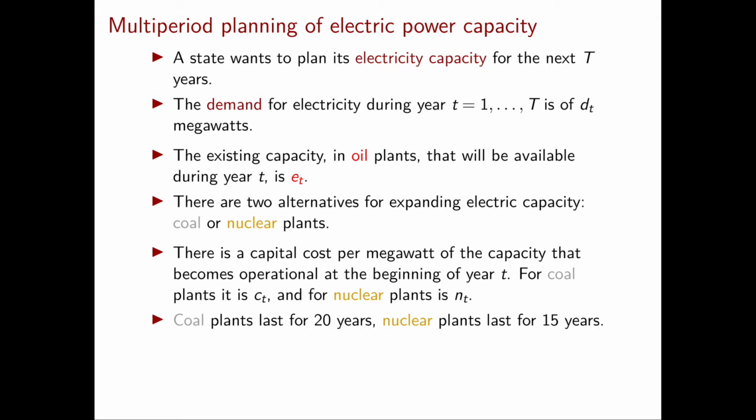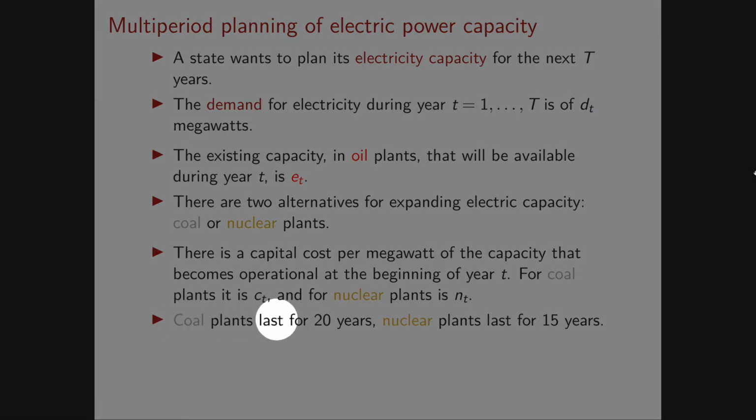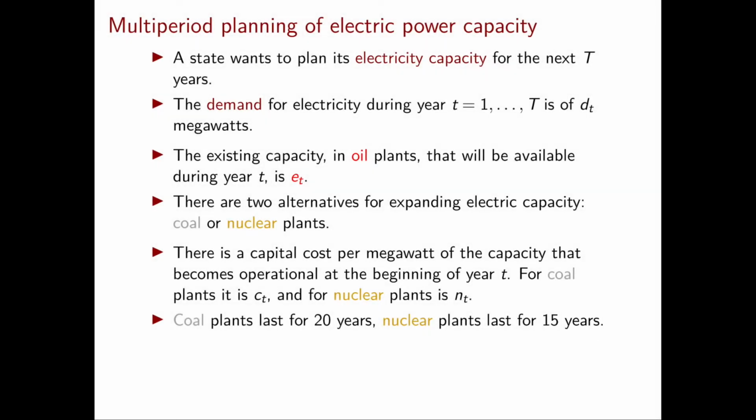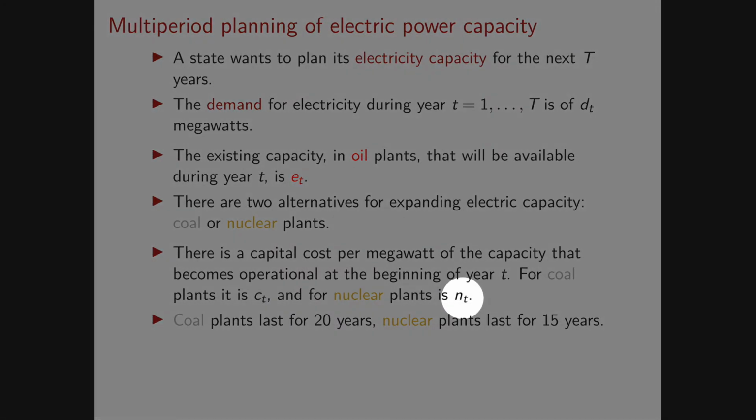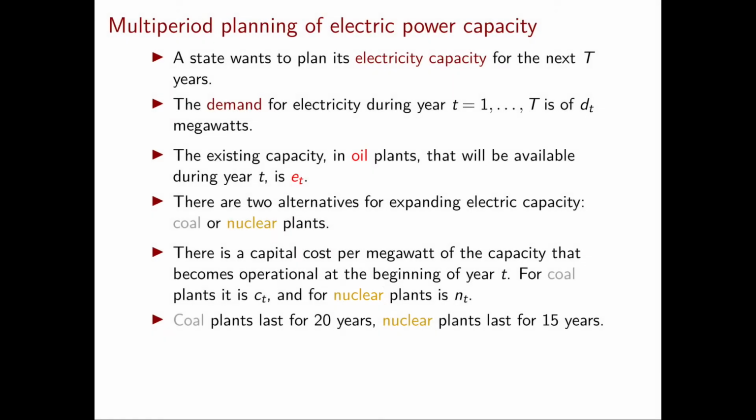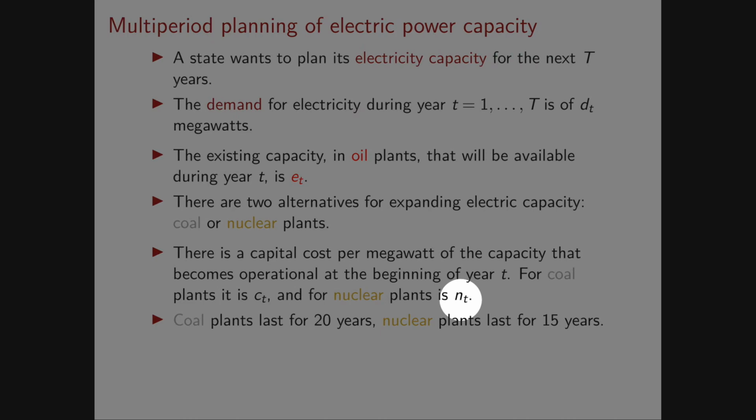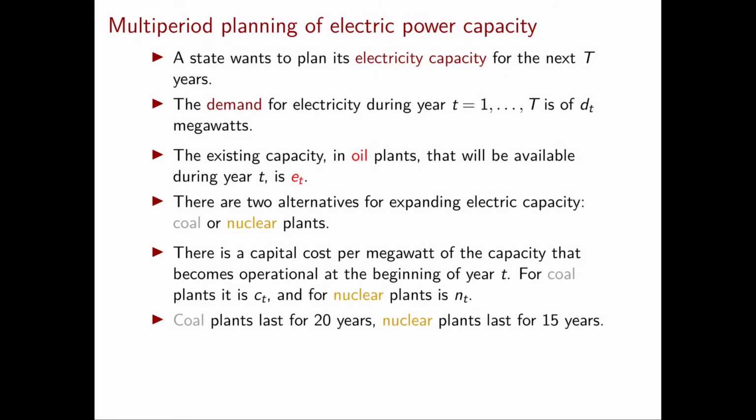Now the difference in coal and nuclear plants is not just in the cost per megawatt in constructing such a plant, but it also lies in how long this megawatt will be available. So essentially how long these plants will last. And we already know that coal plants last for 20 years while nuclear plants last for only 15 years. Therefore, even though, let's say, N1 could be, for example, smaller than C1, it's not necessarily true that it's better for us to build nuclear plants only in year 1, because the nuclear plants produced in year 1 will stop working in year 15, while the coal plants will work until year 20.